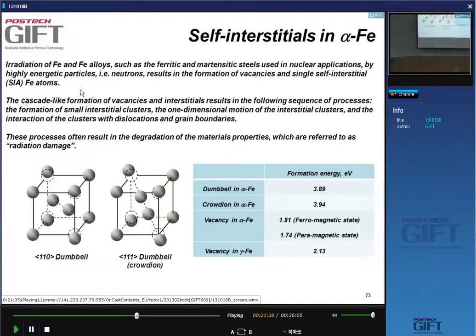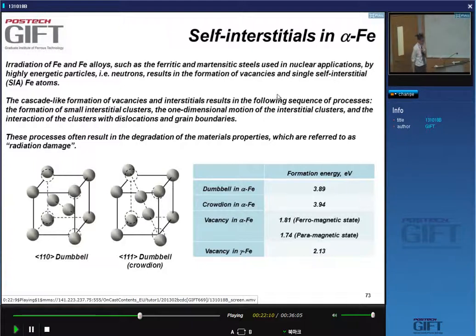So these neutrons, when they interact with the solid, create cascades of vacancies and interstitials. And that is an unstable situation. You form clusters of interstitials, and these clusters, surprisingly enough, are extremely mobile. They're like plate-like clusters that can move very quickly through the lattice.